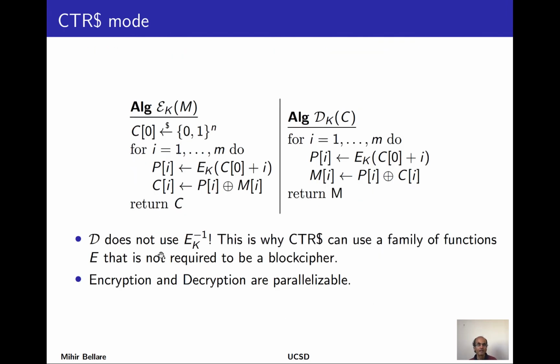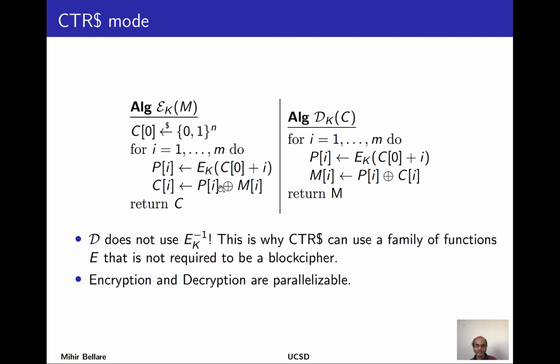Okay. Now, there are some interesting elements about this scheme. One of them is decryption, as we already said, does not use any inverse. Now, you could, and we normally would, use a block cipher for E in this scheme so that N equals L. But nonetheless, there will be no inverse used in the decryption process. Decryption will still use only the forward direction. But sometimes it's nice to have a mode which works with a family of functions that's not a block cipher, and that there's no inverse.